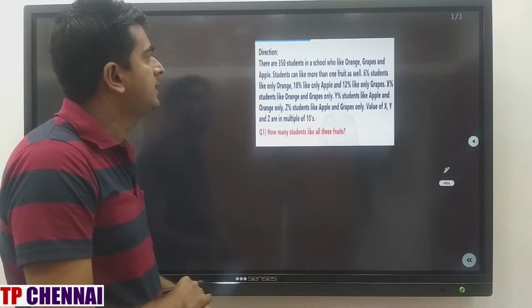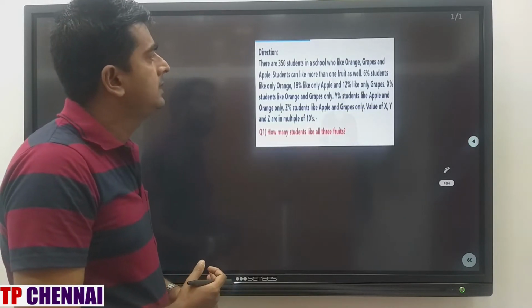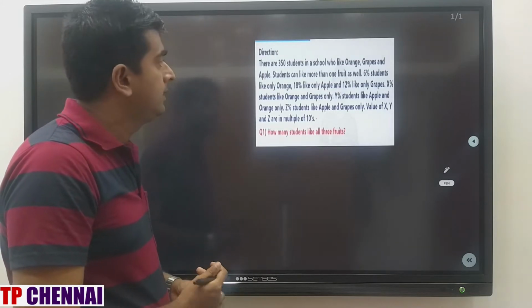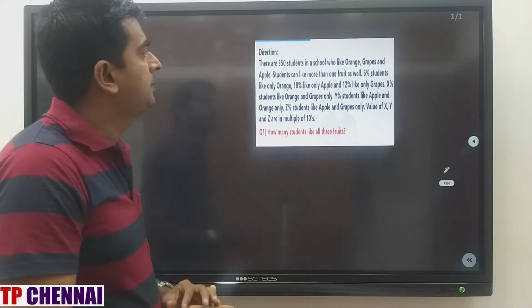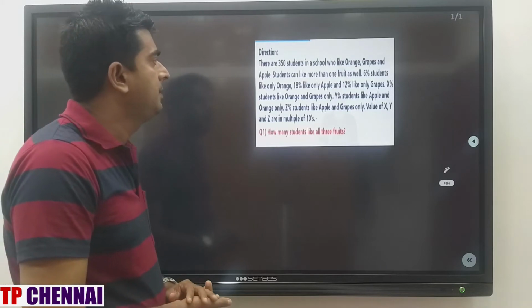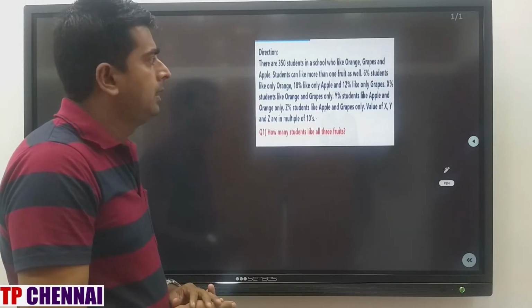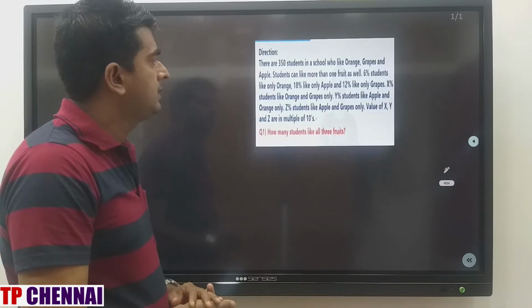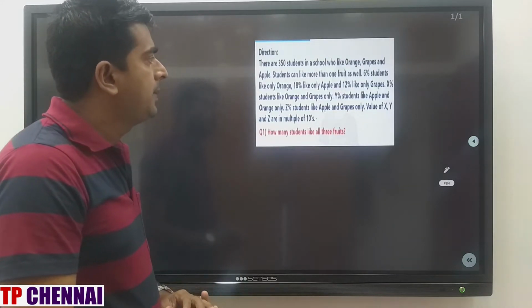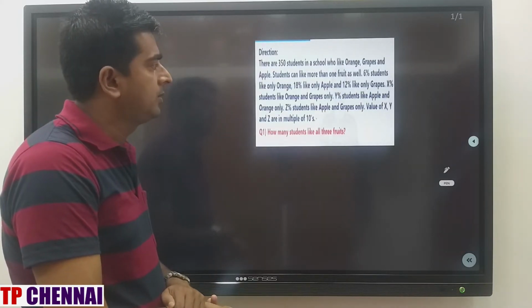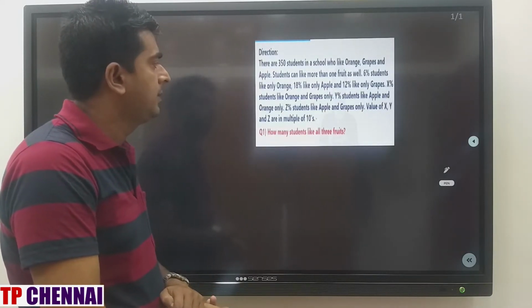So I am reading this question here. There are 350 students in a school who like orange, grapes and apple. Students can like more than one fruit as well. 6% students like only orange, 18% like only apple and 12% like only grapes. X% students like only orange and grapes. Y% students like apple and orange only. Z% like apple and grapes only. Values of X, Y, Z are in multiples of 10.